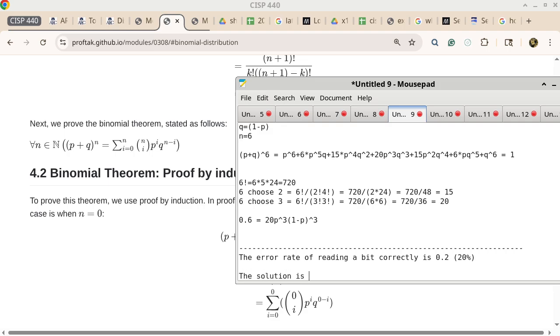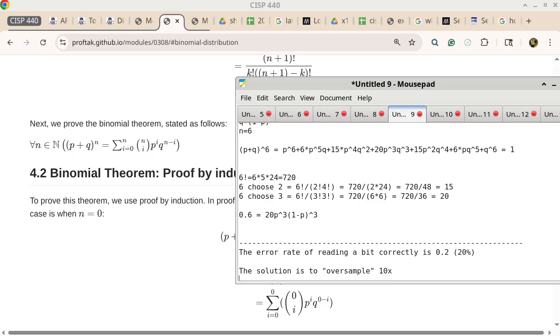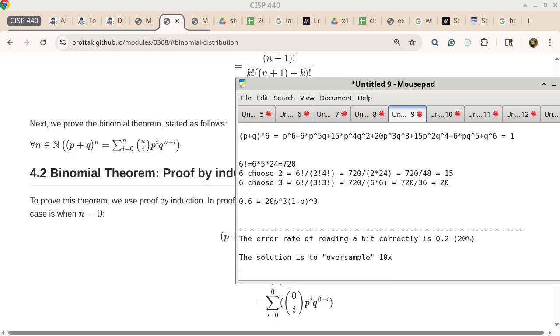So the solution is to, quote unquote, oversample. We're going to take a look at oversampling by 10 times. Okay, we'll just say it is a 10-time oversampling as a solution. So what does that mean? That means as the disk is spinning, we are reading the same bit position 10 times.